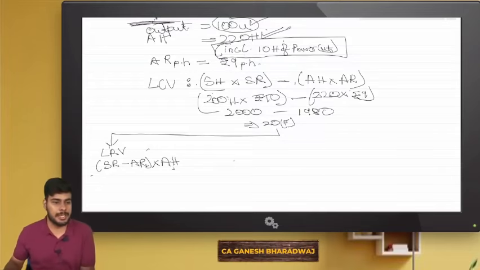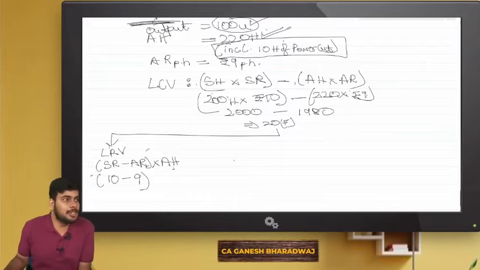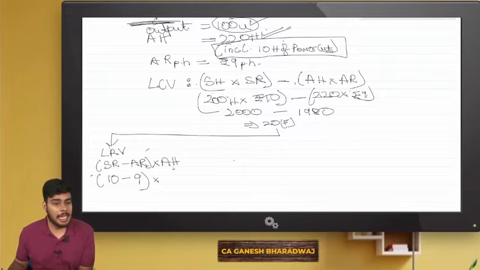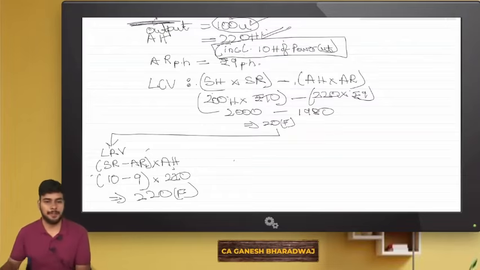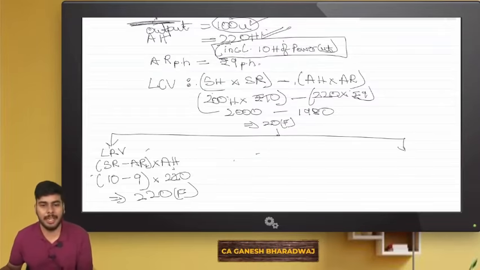Perfect. Now, what's your standard rate? 10. Every hour you could have paid 10, but you have paid 9. Is it good for the organization? Yes, it's good. You have a better deal. As against 10, you have just paid 9 rupees. And on actual hours, how much? 220. So now tell me, how much is this? 220. Adverse or favorable? Favorable. Correct or not? Now, on the other side, I have labor efficiency variance. What is the formula?